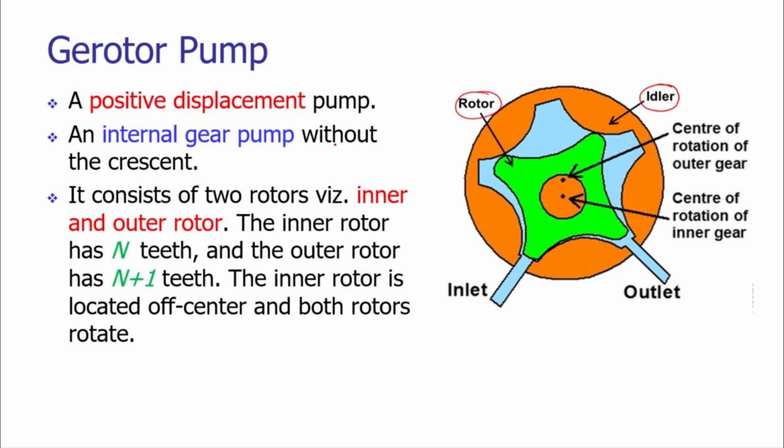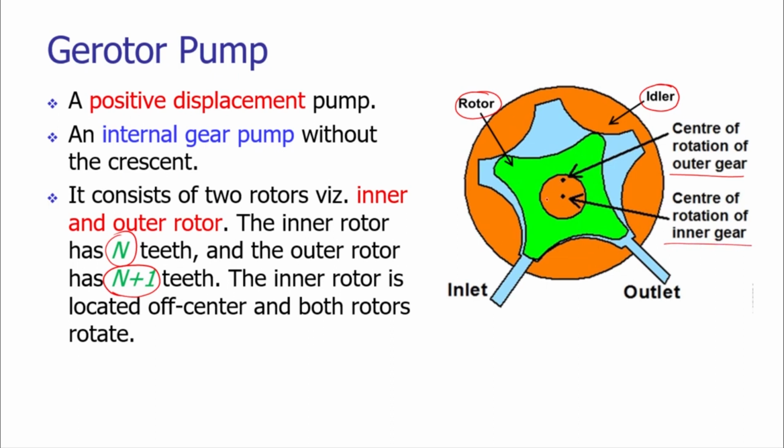So if I say the number of teeth on the inner rotor is n, then the number of teeth on the idler gear is n plus 1. Now, how is it helping to get the required work done? If you look at the construction, you will find that there is an offset between the center of rotation of the outer gear and the center of rotation of the inner gear.